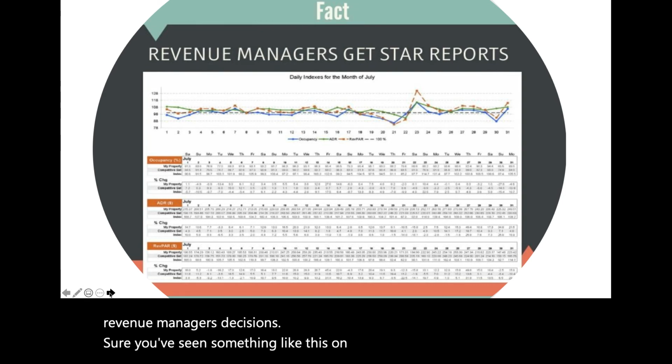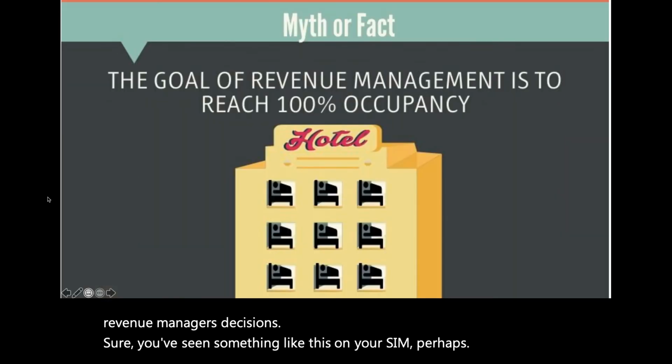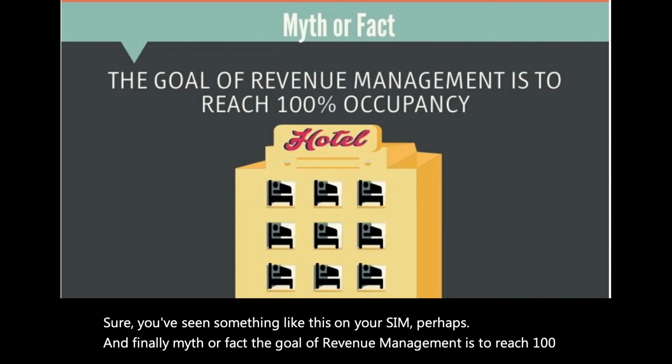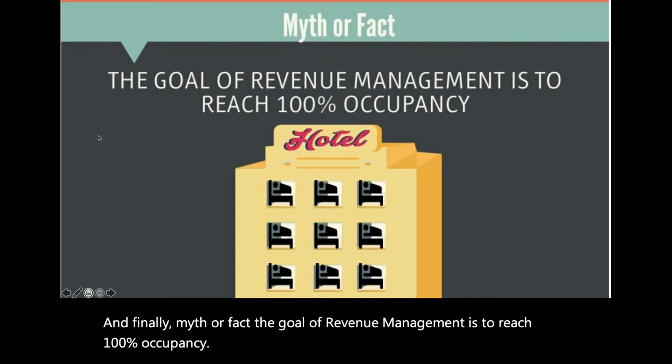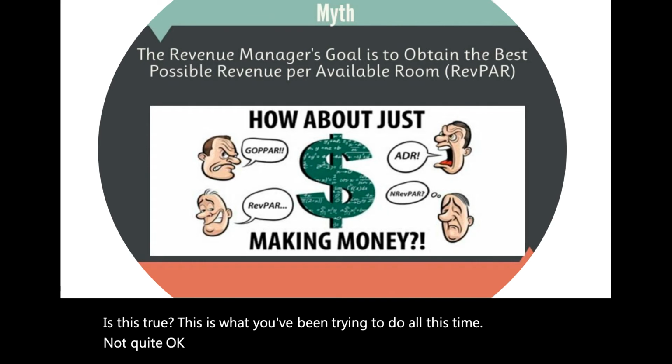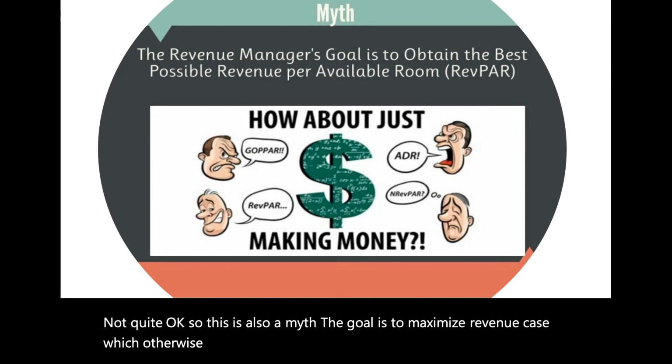And finally, myth or fact, the goal of revenue management is to reach 100% occupancy. Is this true? Is this what you've been trying to do all this time? Not quite. Okay, so this is also a myth. The goal is to maximize revenue, which otherwise means obtain the best revenue per available room. And we'll discuss more on this in just one moment.